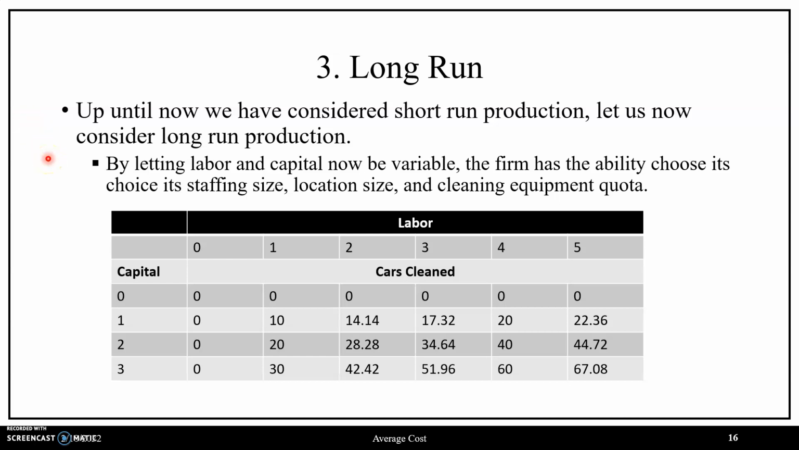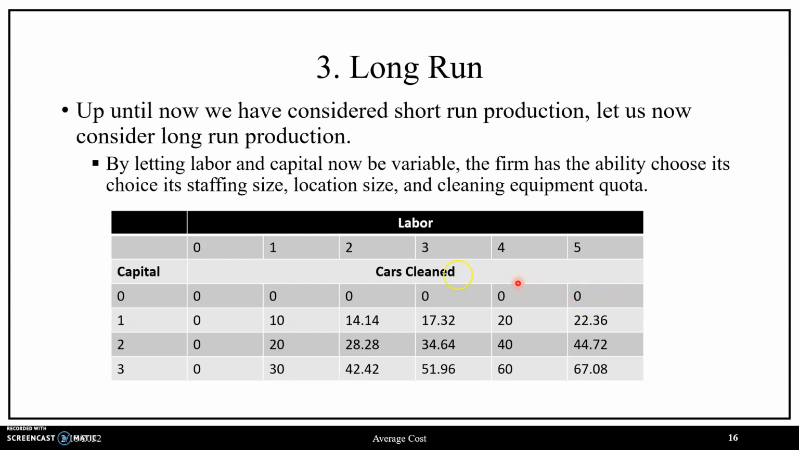By letting labor and capital now be variable, the firm has the ability to choose its staffing size, location size, and cleaning equipment quota. We have this reflected in the production function below in table form, where we have units of labor, units of capital, and cars cleaned given a particular combination of labor and capital being used. We see that if labor is 0, regardless of the capital being used, cars cleaned will be 0. Likewise, if capital is 0, regardless of the amount of labor being used, cars cleaned will remain 0.